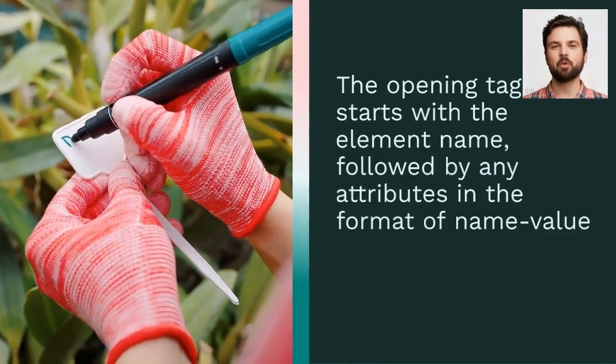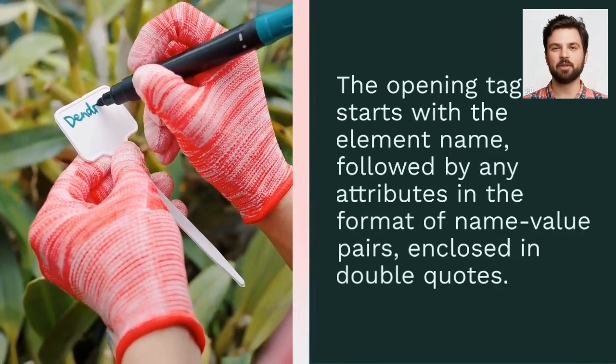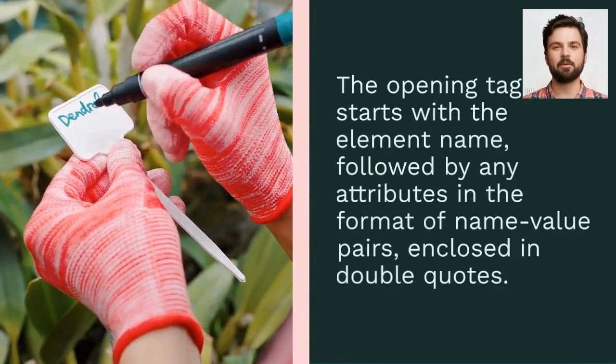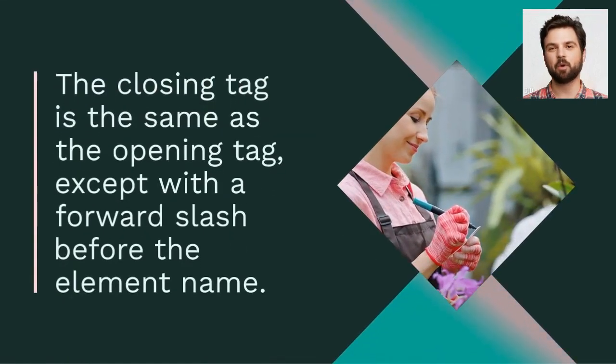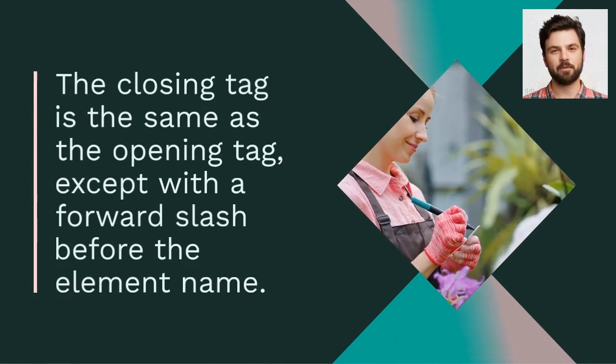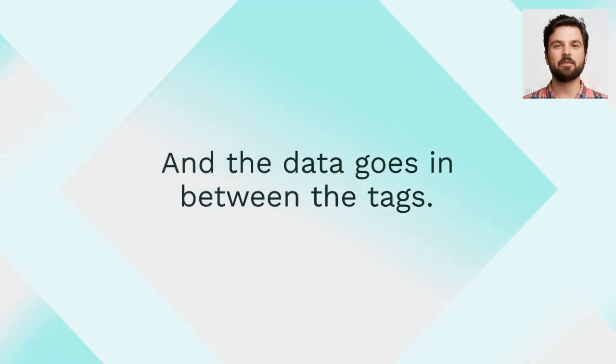The opening tag starts with the element name, followed by any attributes in the format of name-value pairs, enclosed in double quotes. The closing tag is the same as the opening tag, except with a / before the element name. And the data goes in between the tags.